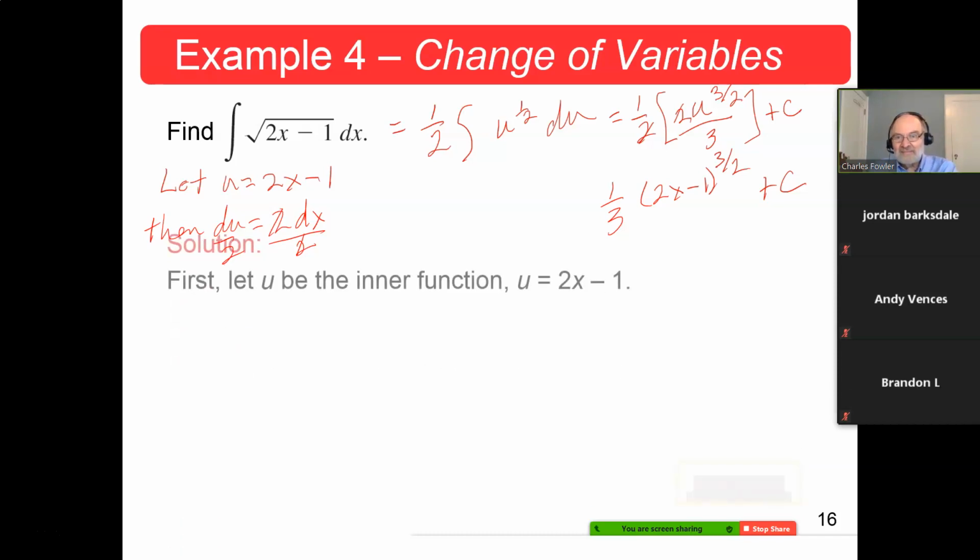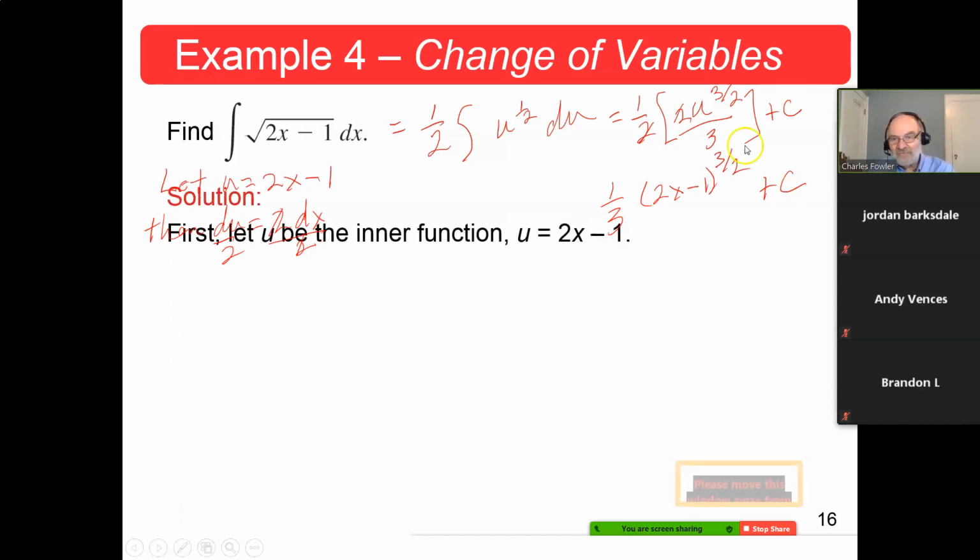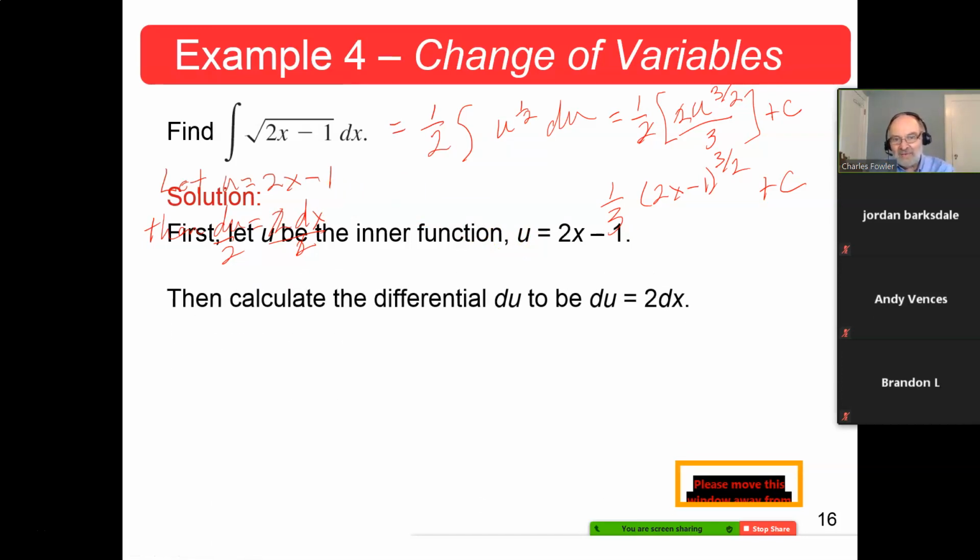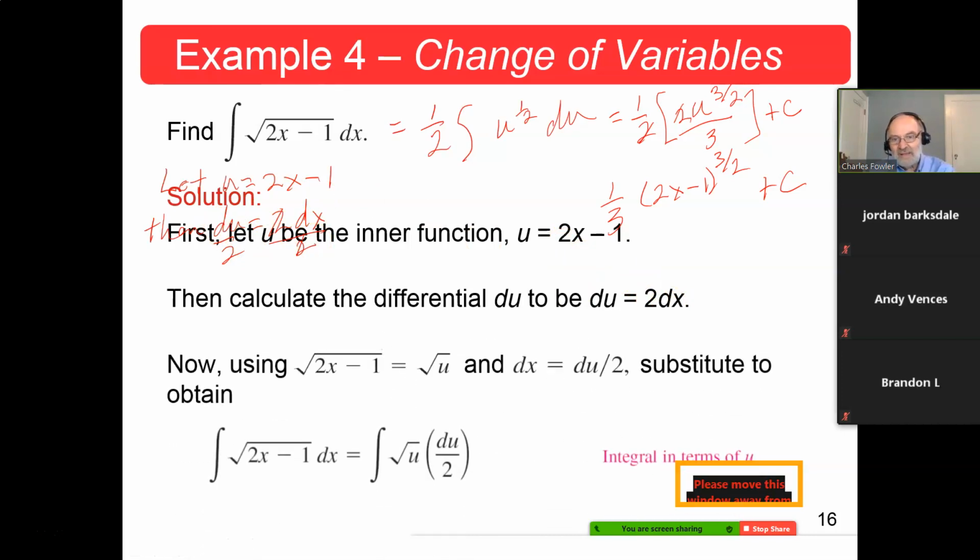Let's see how they did it. So first, let the innermost function, 2x minus 1, be your u. Exactly like y'all said. Let u equal 2x minus 1. Then calculate the differential, du, and that would just be 2dx, just like you said here. Now, using that the square root of 2x minus 1 is the square root of u, and I wouldn't even do that.